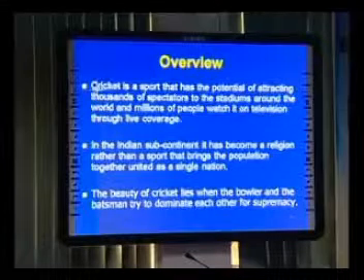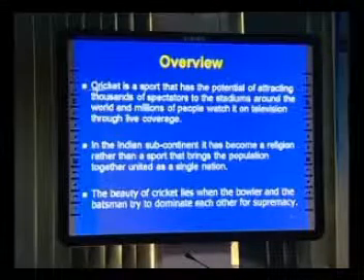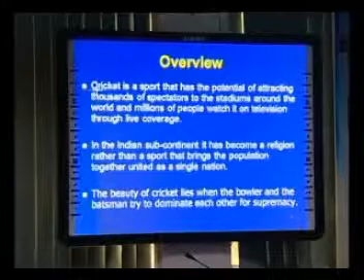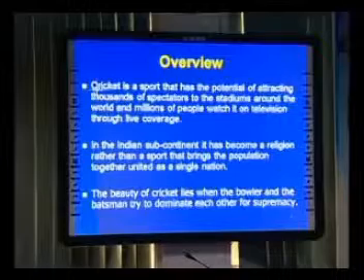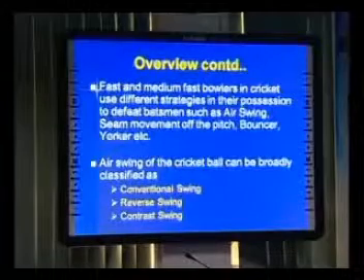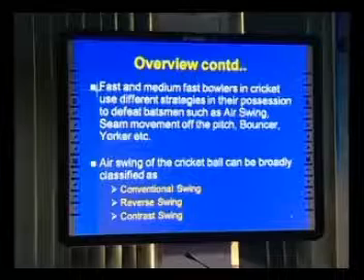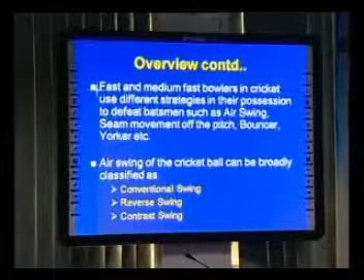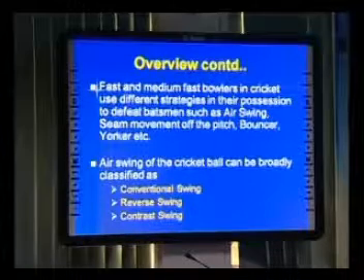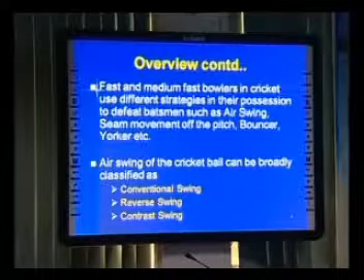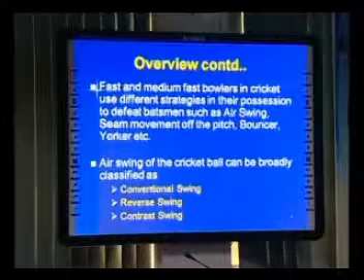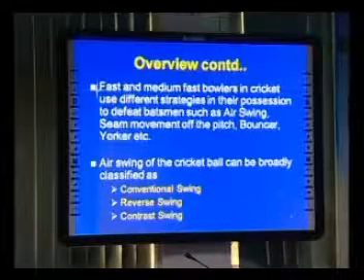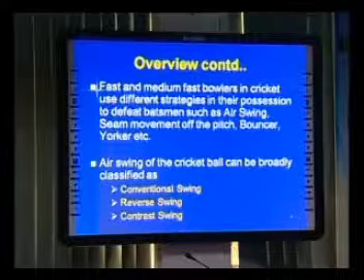The beauty of this sport lies when the bowler and the batsman try to dominate each other for supremacy, to take advantage of the other. Fast and medium fast bowlers in cricket use different strategies to defeat batsmen in a cricket match. There are different strategies or armory that the bowlers use, like air swing, seam movement off the pitch, the bouncer, the yorker, etc., which you are already familiar with.